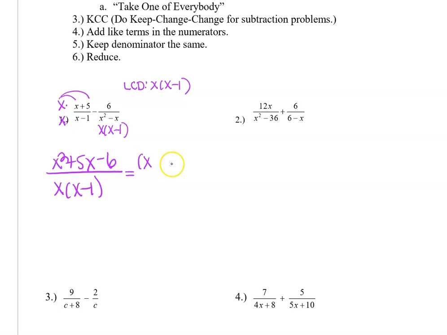I'm going to factor this. Factors of negative 6 that sum to 5 would be 6 and negative 1. The x minus 1's cancel, and this leaves me with x plus 6 over x.